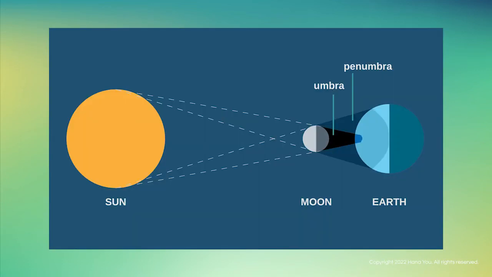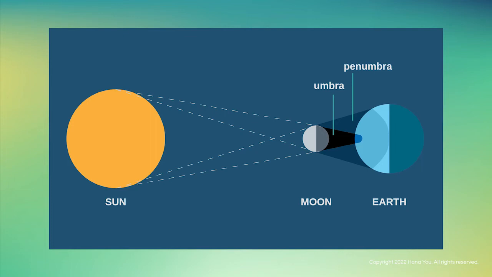The moon's shadow has 2 parts. One is called the umbra, the darkest part of the shadow, where no sunlight falls, and the other is the penumbra, which is the partially shaded region around the umbra, with lighter shadow, because light from some parts of the sun falls in this area.